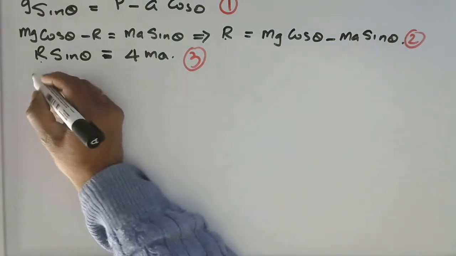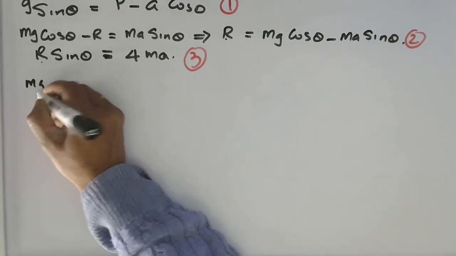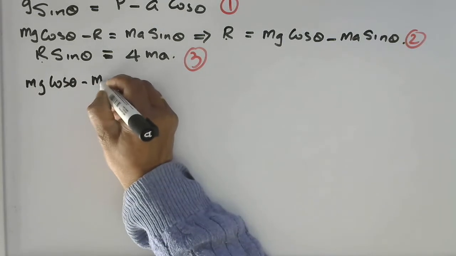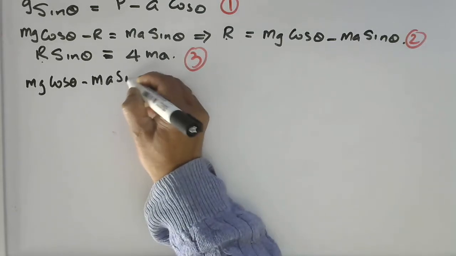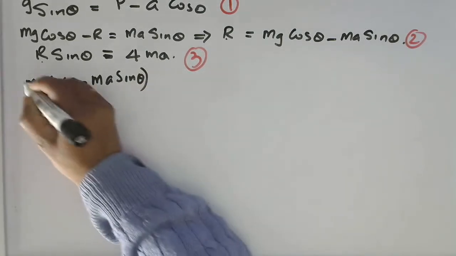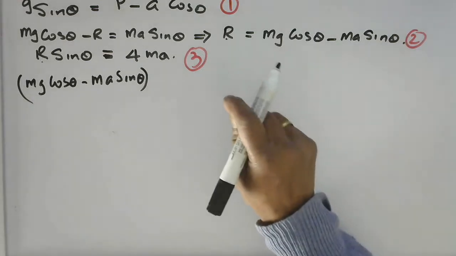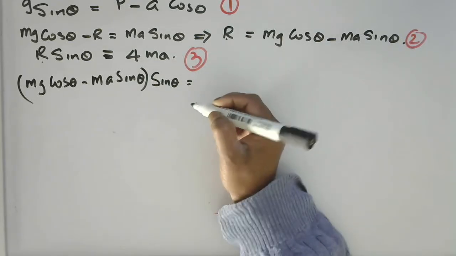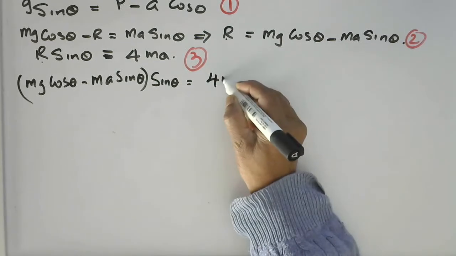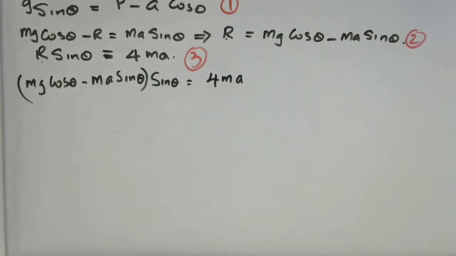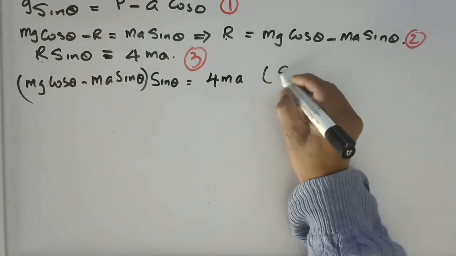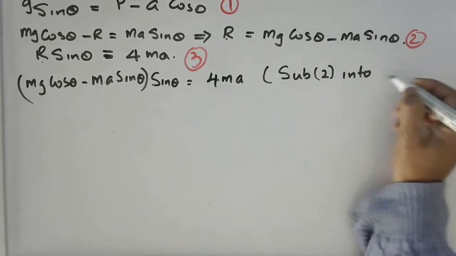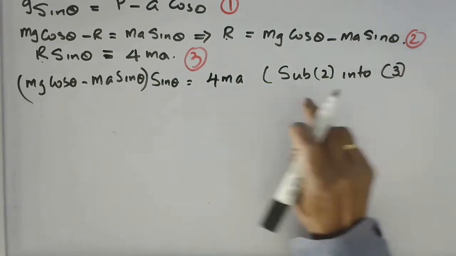So mg cos theta minus ma sin theta, and you have to multiply by sin theta again, equal to 4 ma. Here I write sub 2 into 3. So that's what I did here.